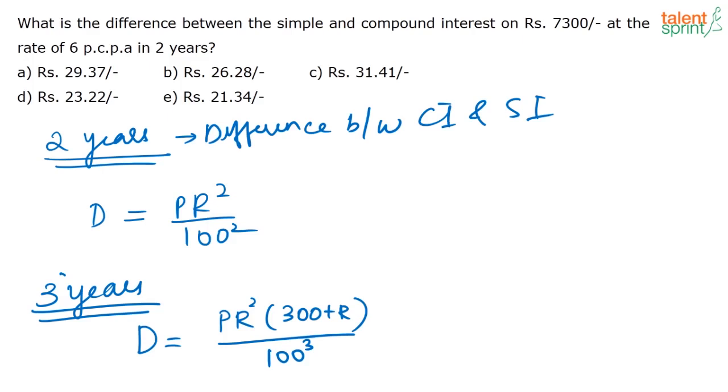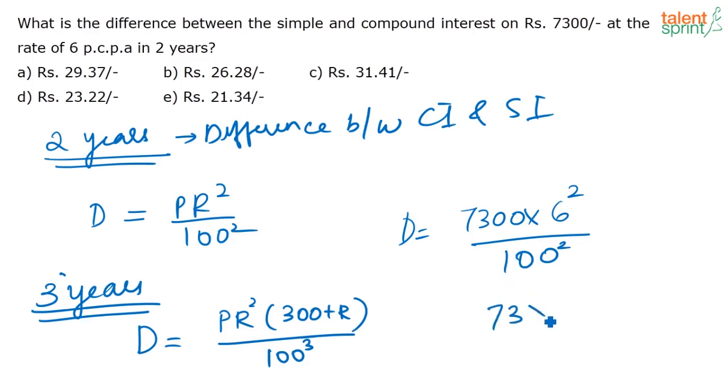So what have they asked? Here the principal is 7,300, okay, at the rate of 6% per annum. If you put 6% in the formula, the difference is equal to 7,300 into 6 squared divided by 100 squared. So just solve for this. You get the answer as 73 into 36, correct? Sorry, 100 will get cancelled by 100.